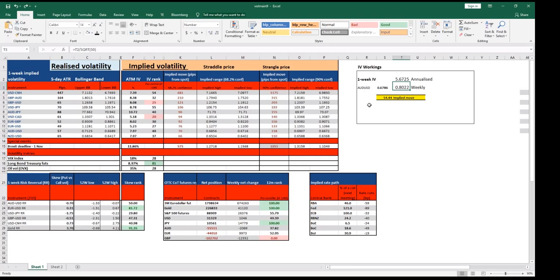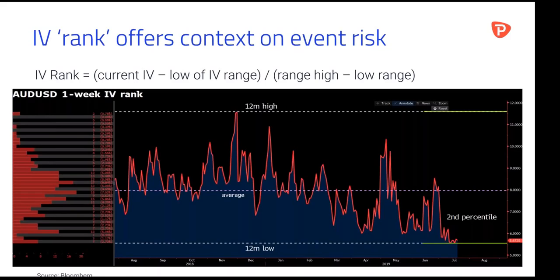And implied volatility is agnostic in terms of direction. It can be up and it can be down. Volatility doesn't tell you where the market's going. It just tells you the extent of a potential move over that period. So that's what this does with an annualized move, which we can take down to weekly moves just by square rooting it, but it gives you a context of where the implied volatility is.